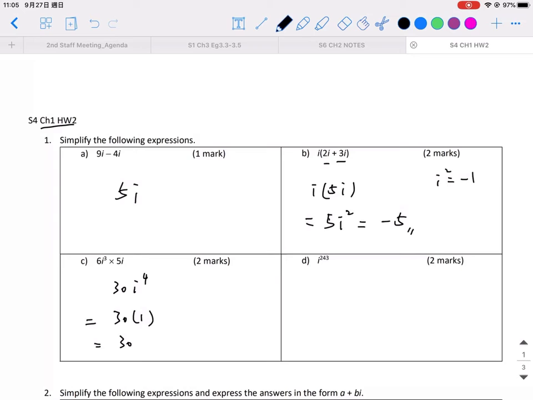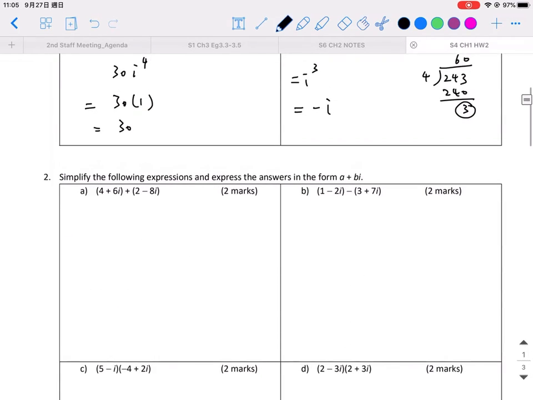And for i to the power 243, our first step is to think: 4 times 60 is 240, and the remainder is 3, right? So it should be equal to i to the power 3, and therefore it should be -i.